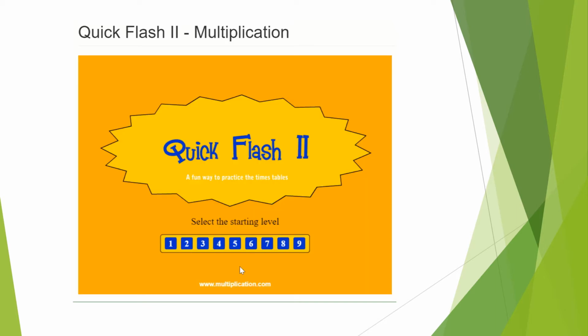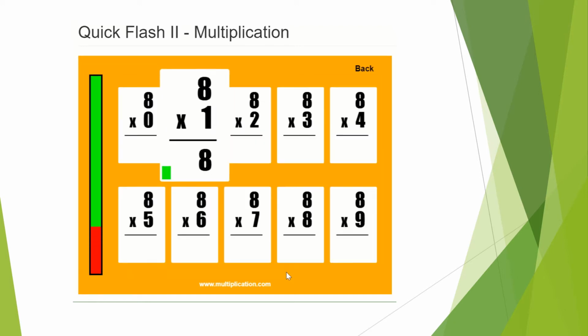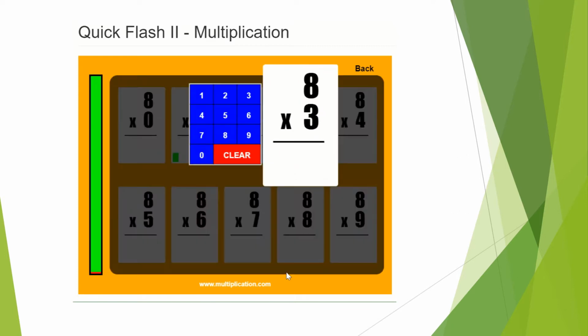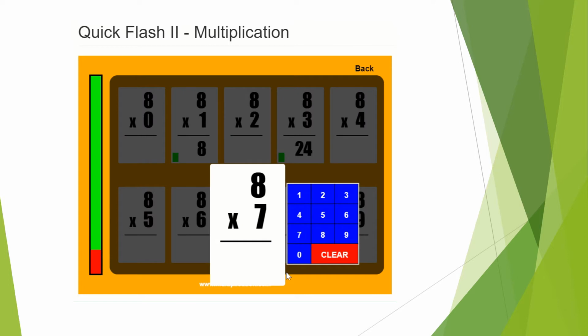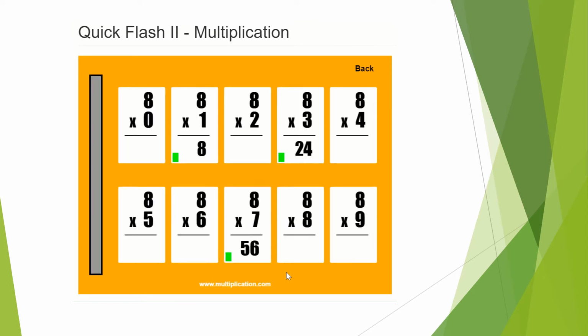So today I am going to choose the 8 times tables as we played with the 4 times tables the last lesson. So let's try the 8 times tables today and see how quick you are at calling out those answers. Are we ready? 8 times 1, 8. 8 times 3 is 24. 8 times 7 is 56. Are you calling them out as well?